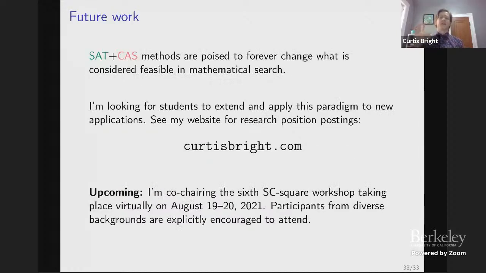Okay, so just one slide on the future work. I really do believe that SAT plus CAS methods are poised to change what is considered feasible in mathematical search. I've seen it with my own two eyes, right? I come up with some kind of search using either a CAS or a SAT solver, and it's running okay. And then you put the two together in just the right way, and it just takes off like a rocket. It performs much faster than the approaches using just one of the techniques individually. I've seen it happen again and again in many different fields, so we really are excited to push this technique to other fields.